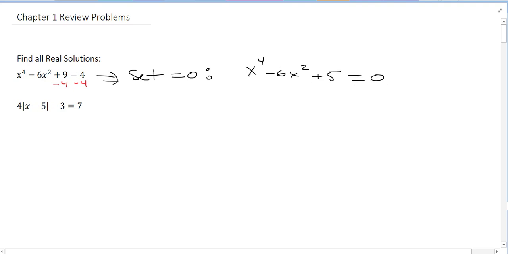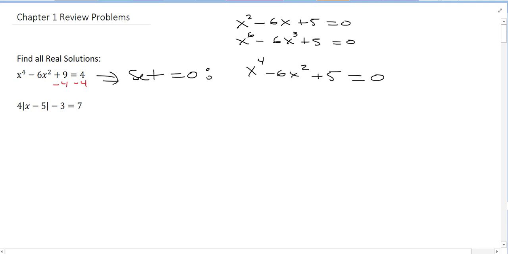And now I can try to work with this. And the reason I said factor is because I recognize that this is a quadratic. How do I recognize this is a quadratic? The degrees differ by 2, right? So if I square x squared, I get x to the fourth. So that lets me know that I have a quadratic, right? So if I have x squared minus 6x plus 5, this has a quadratic form, but I could also have x to the 6 minus 6x cubed plus 5 equals 0, right? If I take x cubed and you square it, you're going to get x to the 6.